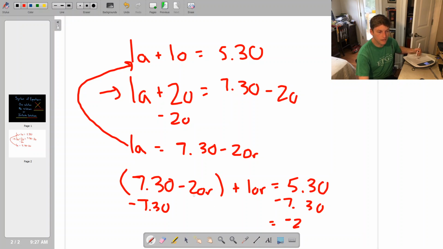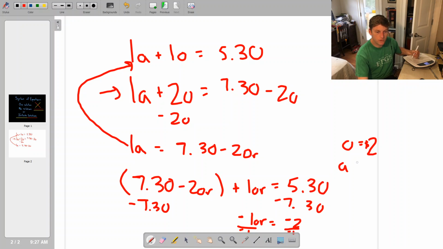Make sure that is in there. Then we have negative 2 plus 1. What will that give us? Well, that will give us negative 1 orange. And at this point, negative 1 divided by negative 1 is 1. Negative 2 divided by negative 1 is 2. So how many dollars is an orange? 1 orange is $2. All right, so that is 1.